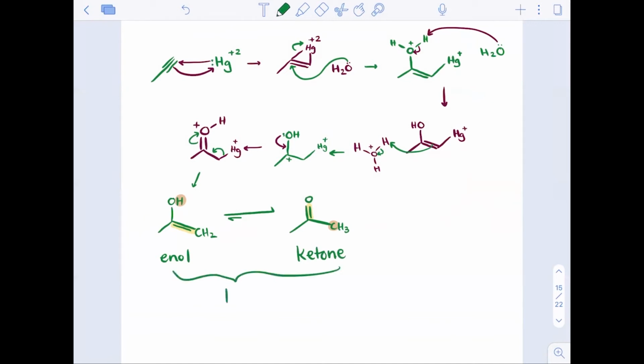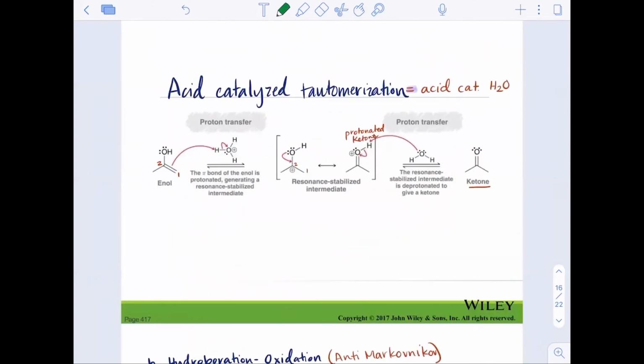These are called tautomers. They are constitutional isomers that are linked together in an equilibrium reaction. And the process of switching from the enol to the ketone is called tautomerization. Now, because we are in an acid catalyzed hydration, we will be undergoing the tautomerization via an acid catalyzed reaction. Let's go ahead and look at that reaction.